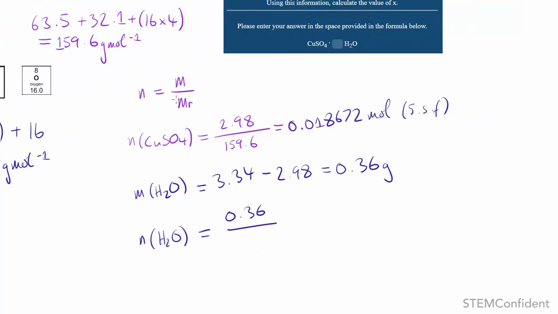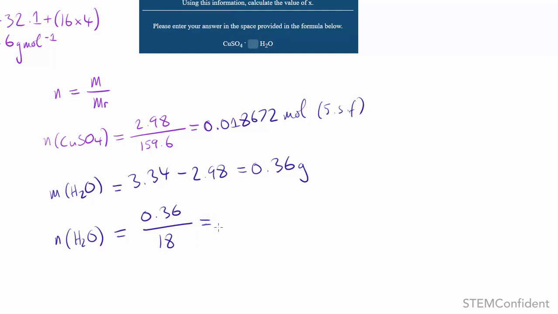So if we insert that, the Mr is going to be 18. Now this is going to give us the number of moles of our H2O. If you do work that out, what you should find is that it's 0.02 moles.